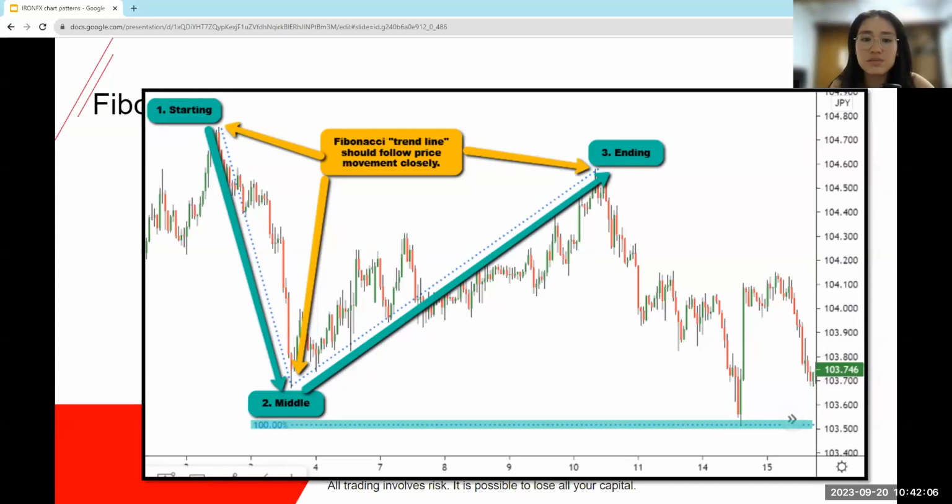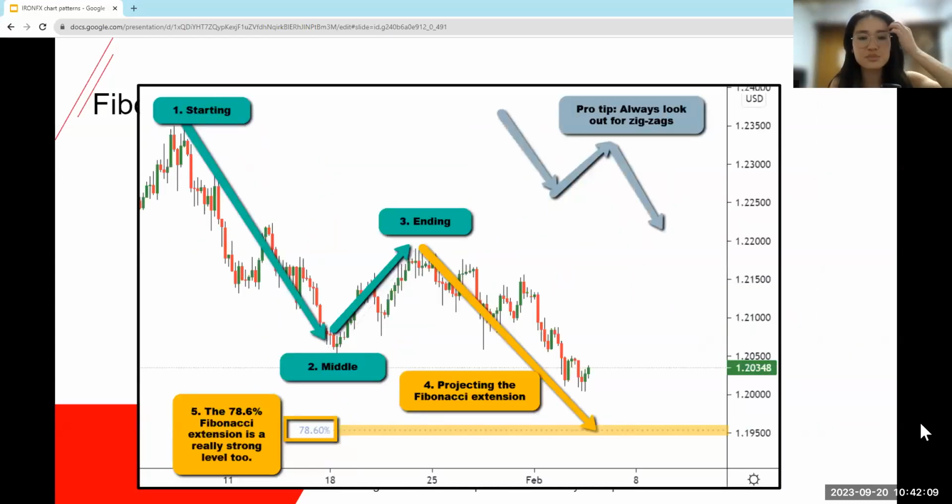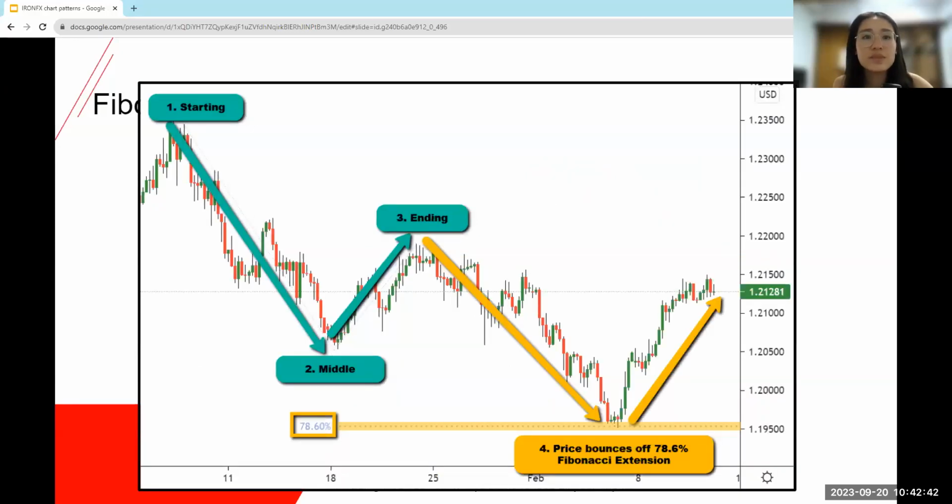Okay, another example. We have a very obvious zigzag or lightning bolt shape over here. So you want to take note of the Fibonacci trend line following the market structure closely. And also we have the 78.6% Fibonacci extension. So because our expansion and our projection use the same shape, more often than not, you can use both together and find confluence areas. Okay, so you can see price really bounced off of our 78.6.